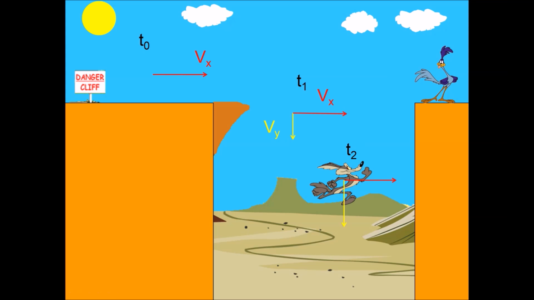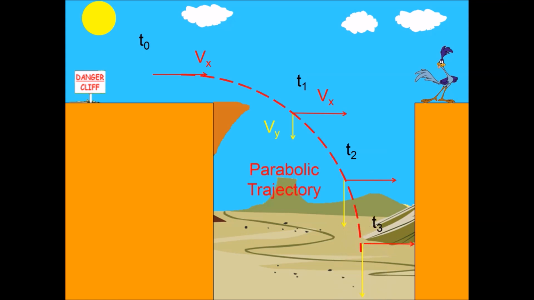Now at t2, Vx is the same, but now you can see that his y velocity vector is increasing. He's accelerating downwards. And finally, his Vx is still the same, but his velocity vector in the y direction is significantly increased. This means he's accelerating in the y direction and keeping a constant velocity in the x direction. That will make him move in this parabolic trajectory. And that's the real physics behind the parabolic trajectory for an object moving in 2 dimensions under gravity.